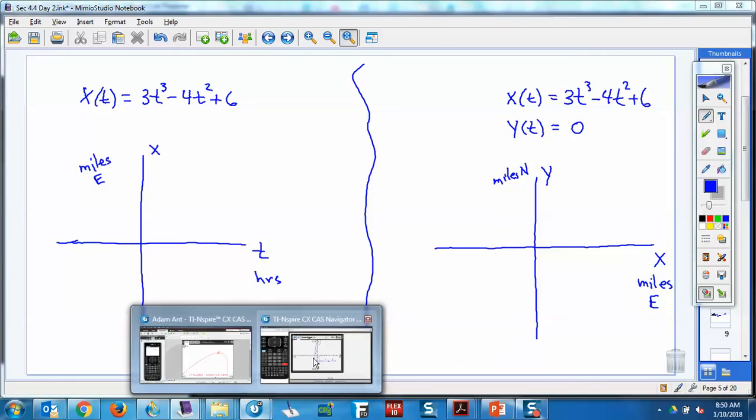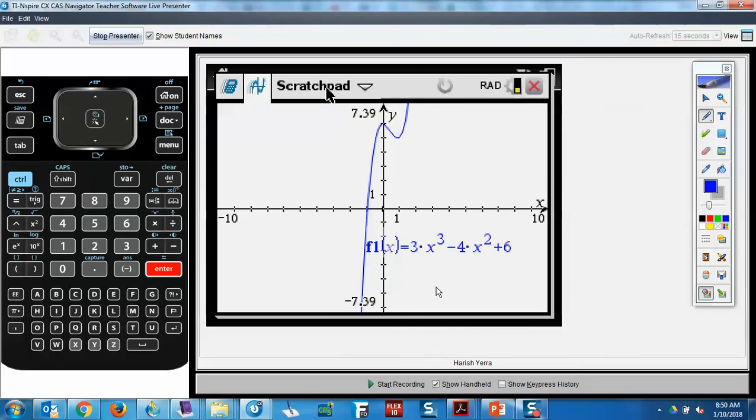Okay, so Harish, what do we got? So you got this, something that looks like that. Now, what does this graph tell you about the particle? When is it at Bismarck? When is this particle at the origin on the x-axis? Where would that point be on here?